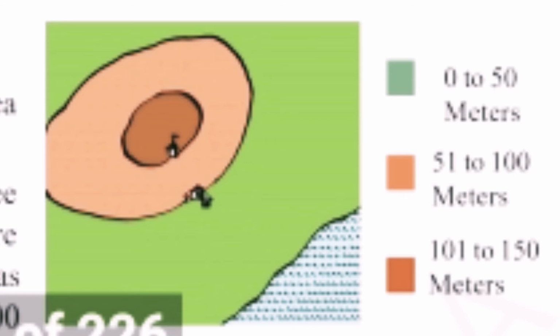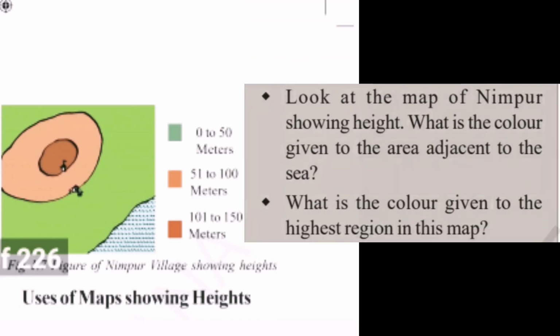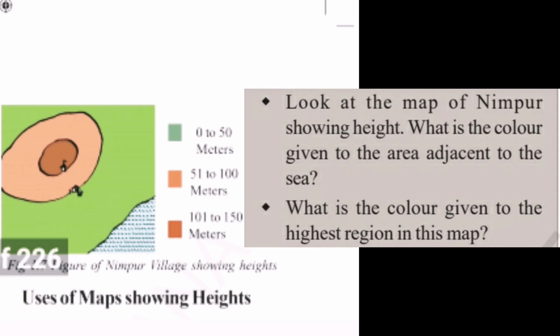So, height is shown in different shades of colors. Even you are observing the Nimpur village showing heights. In that also, it is indicated with different colors. Now, here are the questions. Let us see those questions. Look at the map of Nimpur showing height. What is the color given to the area adjacent to the sea? Adjacent means side. So, adjacent to the sea, which color is given? Correct. It's a green color.